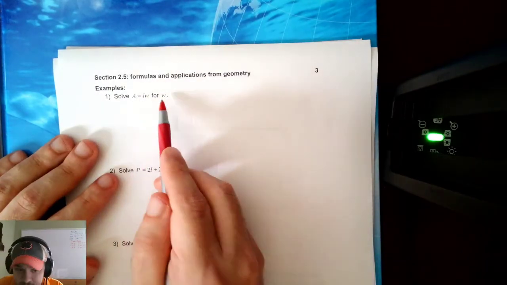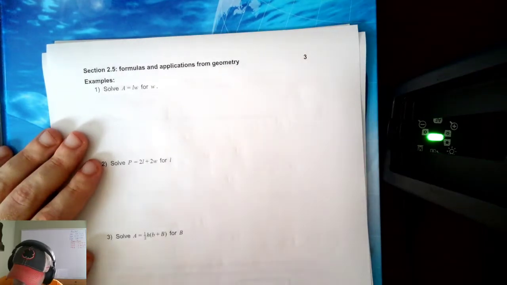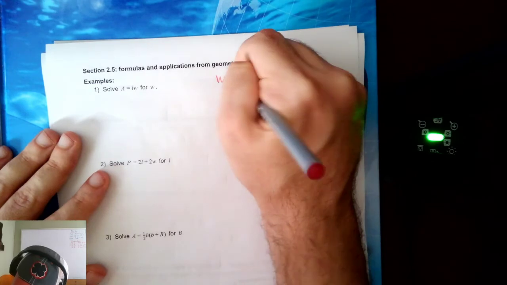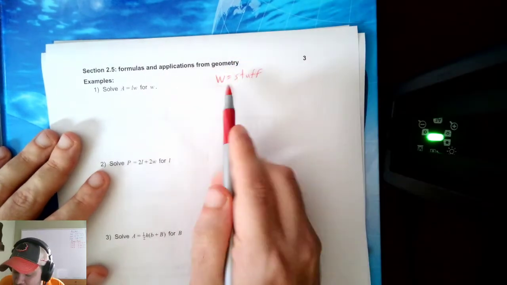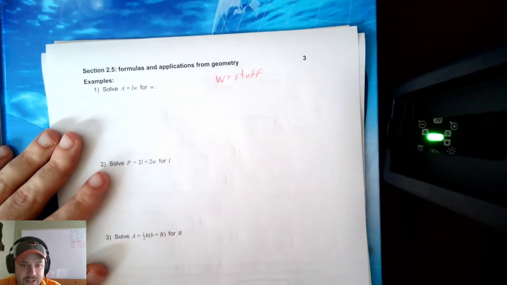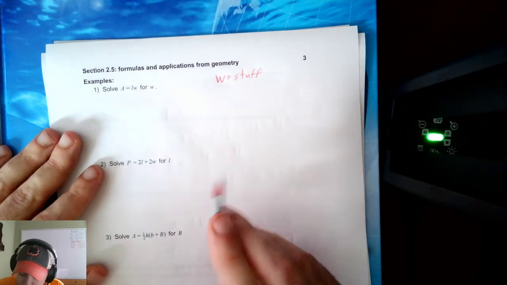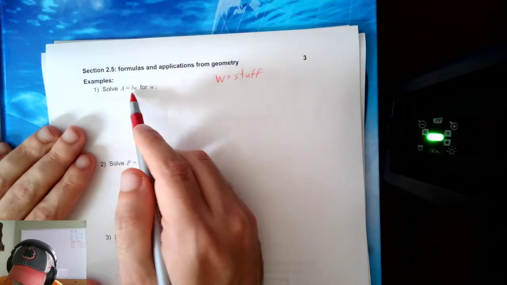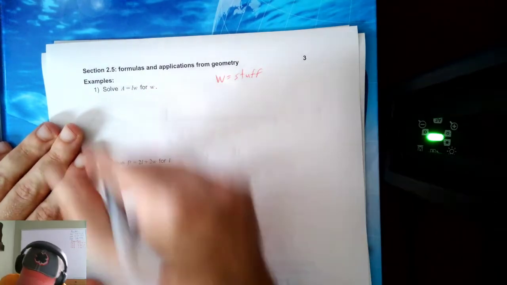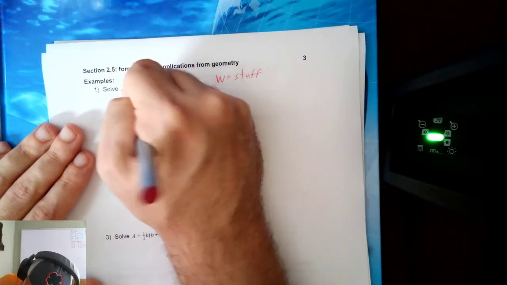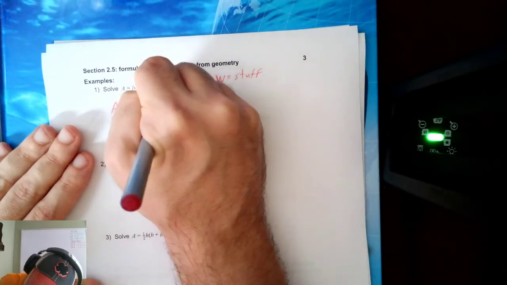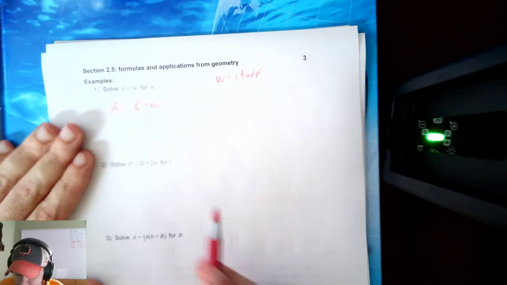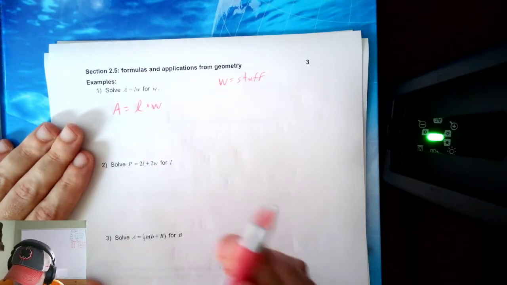A equals LW for W. Well, I want to get W equals stuff, right? I need to get W alone. I need to solve this equation for W. Well, W is trapped with the L right now. So the first thing I'm going to do is try and get rid of that L, right? So I have A equals L W. Remember, it's multiplication in between the L and the W, right? Since I didn't write an operation, it's multiplication. What's the opposite of times?